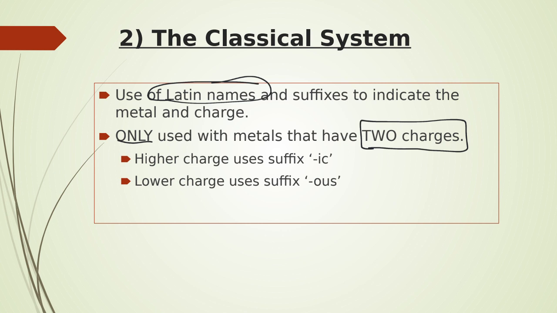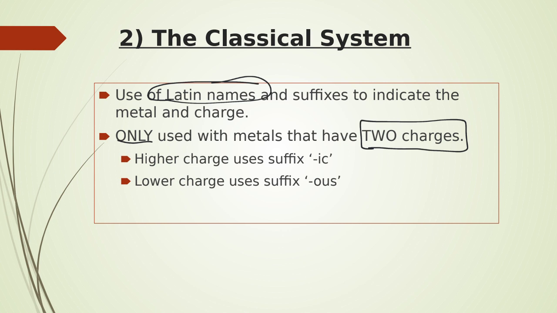So this classical system that was being used at the time could no longer be used because it only works if you have 2 charges. So lots of the metals have 2 charges. And so as a result, we still use this system. Okay, it's outdated, but it is still used and used quite a bit. So this is why we have to learn it.